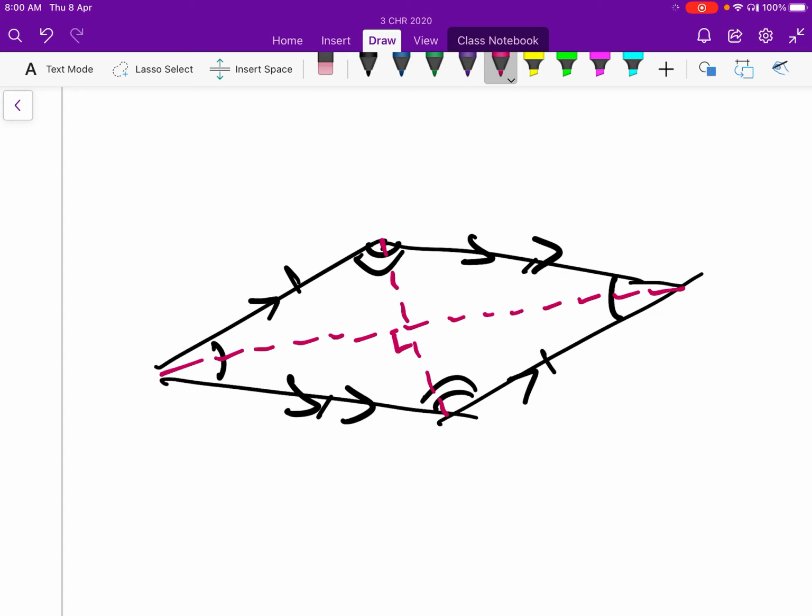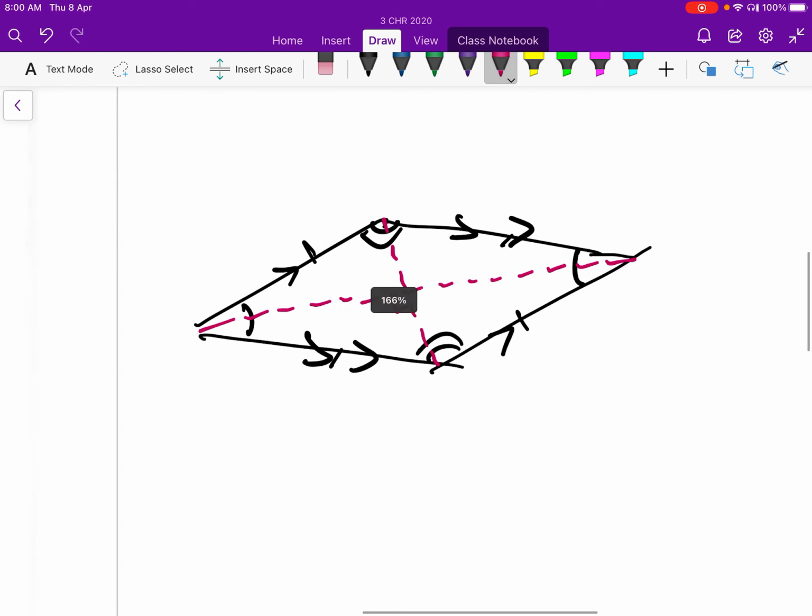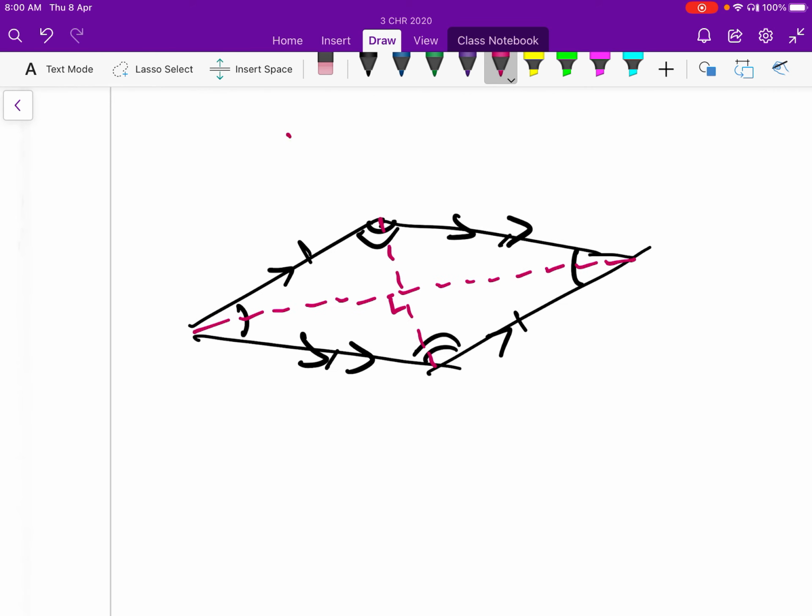So you should be drawing this now. Any blank page. I drew it on page 115. Okay, a rhombus. The diagonals, they bisect each other. They cut each other into 2 equal parts at right angles.